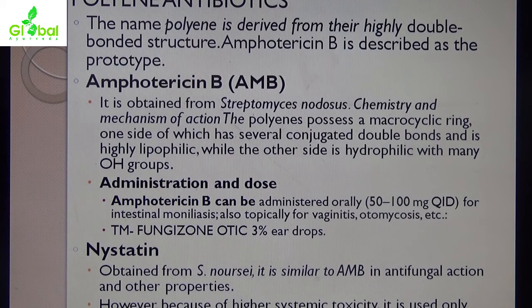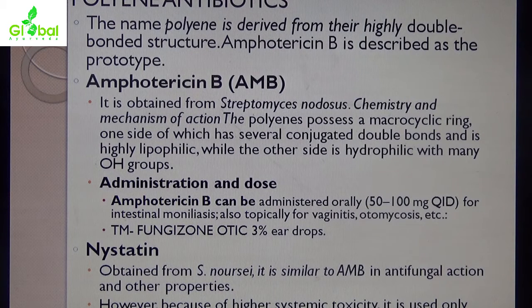Polyene antibiotics: the polyene is derived from a highly double-bonded structure. Amphotericin B is described as the prototype. Amphotericin B, that is AMB, is obtained from Streptomyces nodosus. Its mechanism of action: the polyenes possess a macrocyclic ring with several conjugated double bonds on one side, which is lipophilic, and on the other side is hydrophilic, which may be due to OH groups.